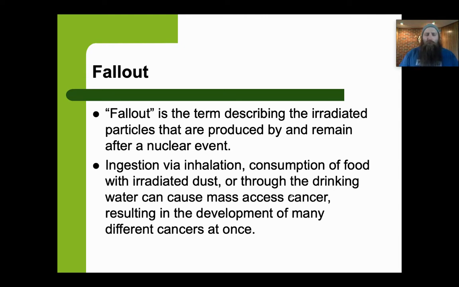Some ways that can be bad for people or animals is inhalation. If you eat it, like if the dust is on some of your food, or if you drink water that's been contaminated, there are many different ways for you to be exposed to this. And if you are exposed to many sources of irradiation, you can actually develop what's called mass access cancer, which means you get a bunch of different cancers all at once.